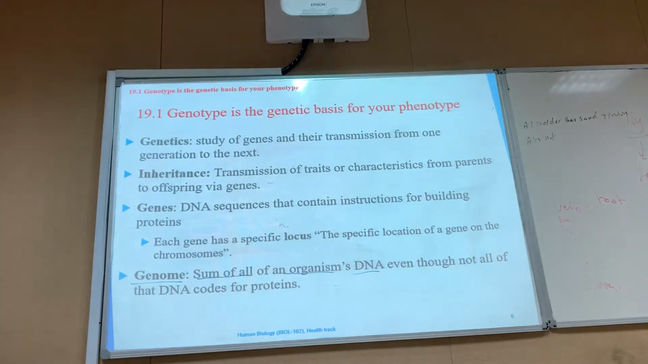Genome, okay? And the gene is for building protein. The total will include the 20,000 genes, all the DNA that is not transcribed, all the DNA that is transcribed but not turned into protein. So it's the total DNA in an organism, and a gene is just for building protein.